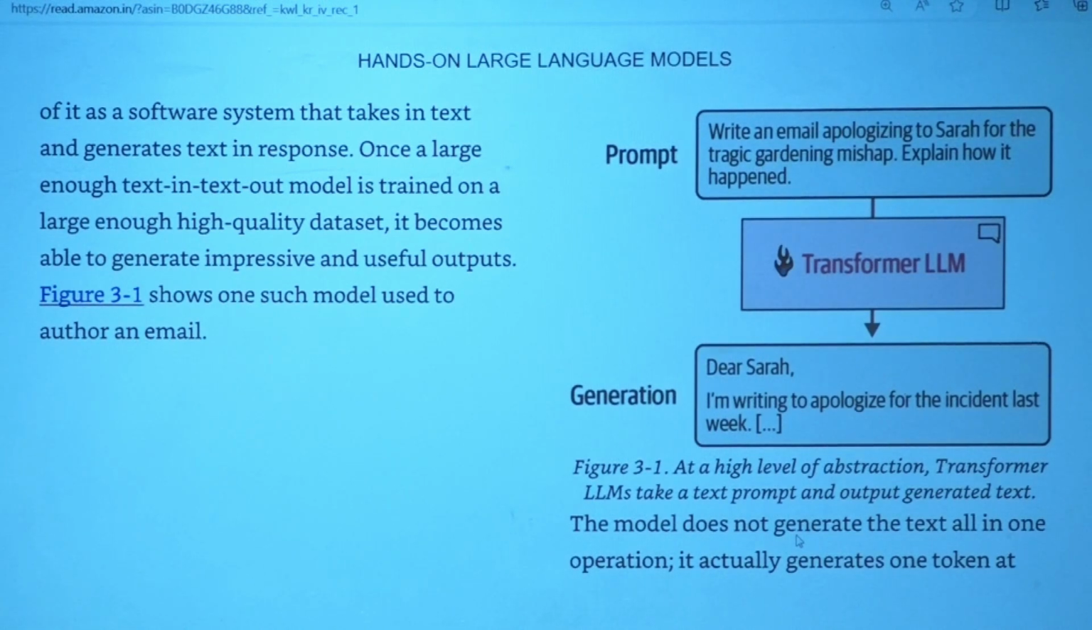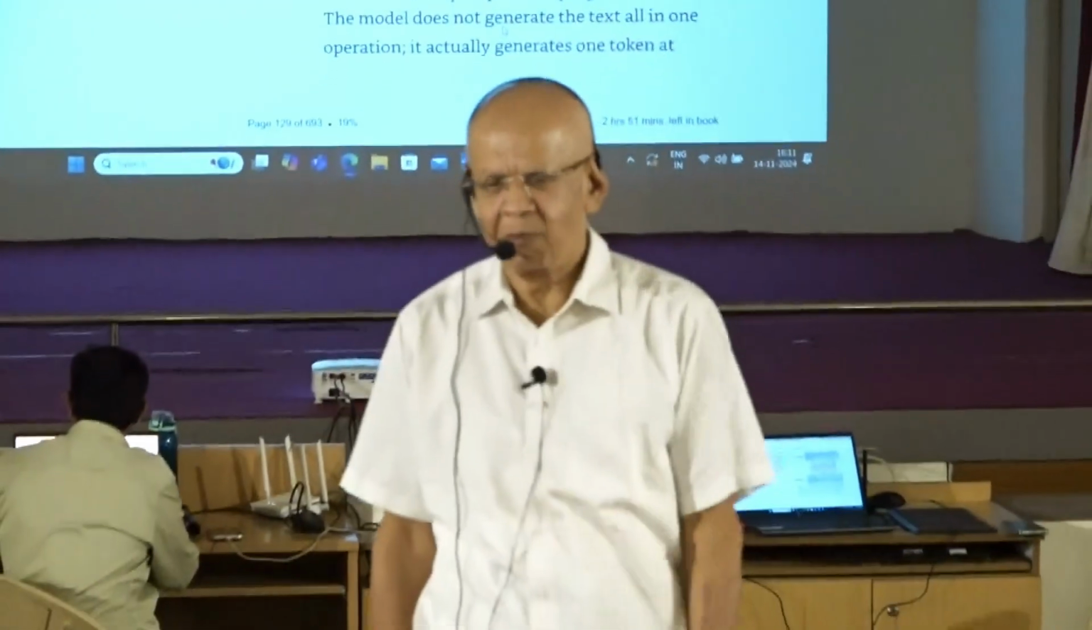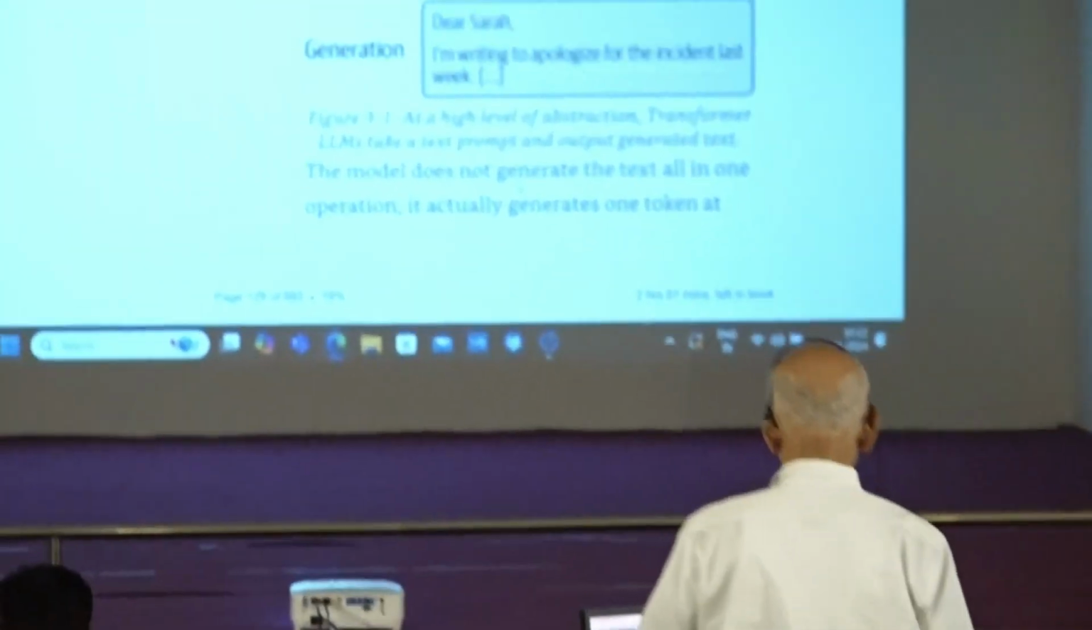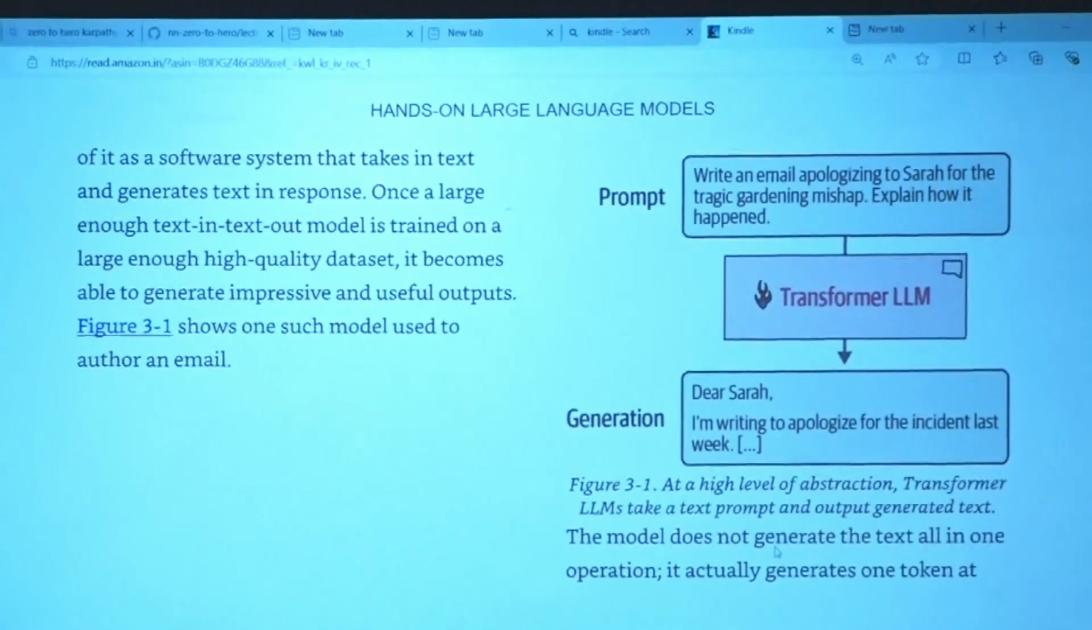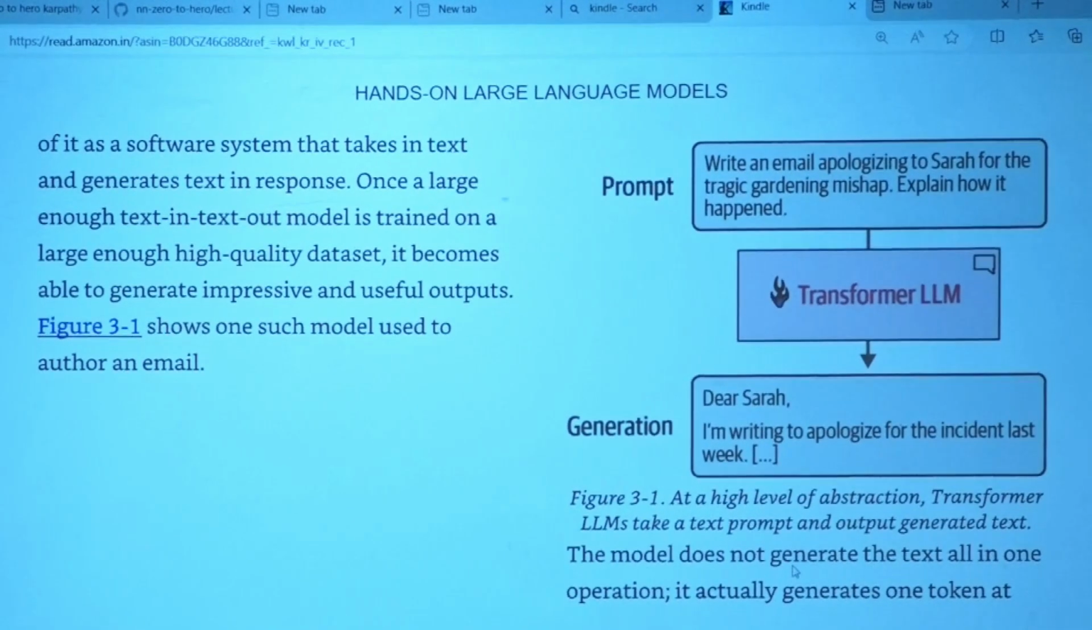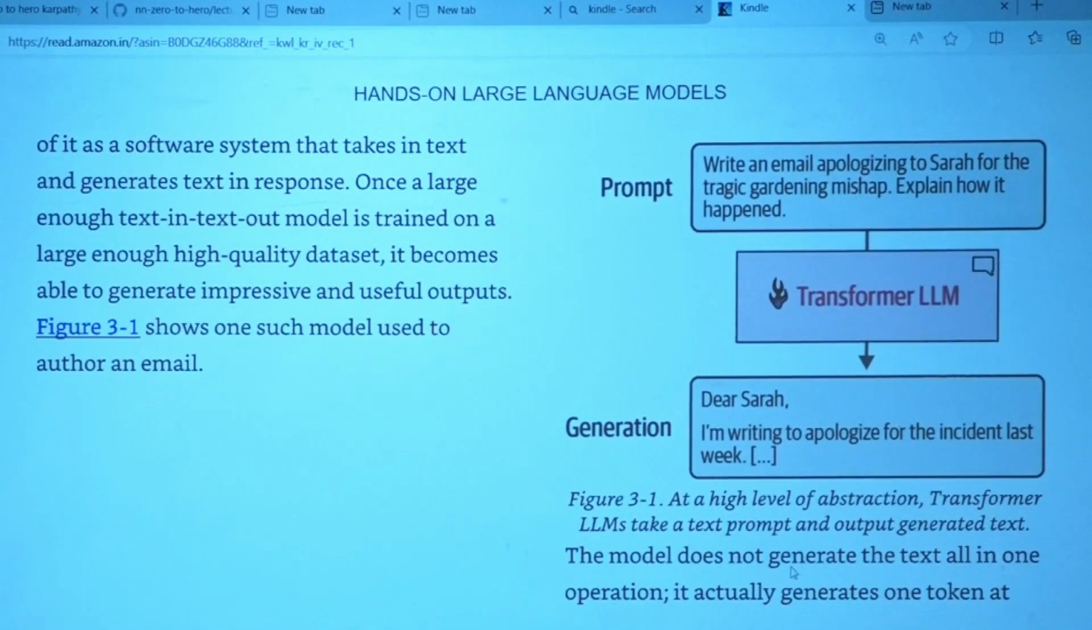So there is a prompt which is given to the LLM. Write an email apologizing to Sarah for the tragic gardening mishap. Explain how it happened. It's not important what the message is. And the transformer LLM is supposed to produce some text in response to that question, which is what your ChatGPT does. So we are going to understand how that happens. But this is a very, very high level abstraction of a transformer LLM: given a text prompt, it generates an output in response to that text prompt. That is what it does. Now, how it does is obviously interesting.